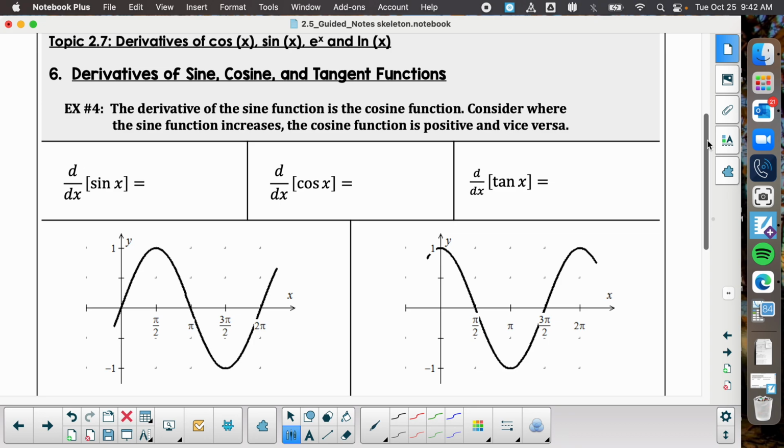There's just answers. The derivative of sine of x is cosine of x. The derivative of cosine of x is negative sine of x. It feels like there's a pattern until you get to tangent, and then the derivative of tangent is secant squared.